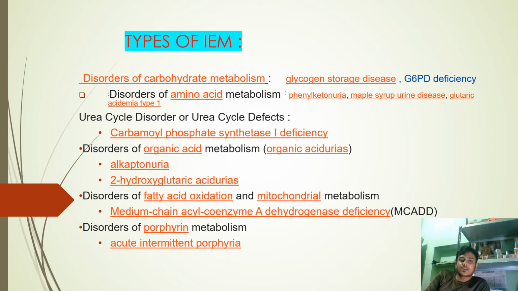So what are the types of IEM? Disorders of carbohydrate metabolism. The examples are glycogen storage disease and glucose 6-phosphate deficiency disease. Then disorders of amino acid metabolism, that means phenylketonuria or glutaric acidemia type 1. Maybe a disorder of organic acid metabolism, alkaptonuria. Maybe a fatty acid disorder, medium-chain acyl-coenzyme A dehydrogenase deficiency. And a disorder of porphyrin metabolism, acute intermittent porphyria.